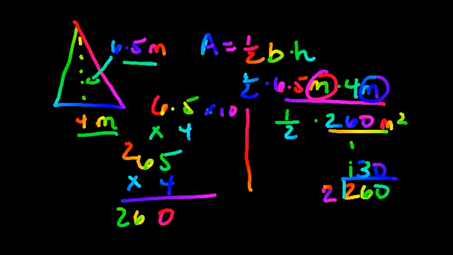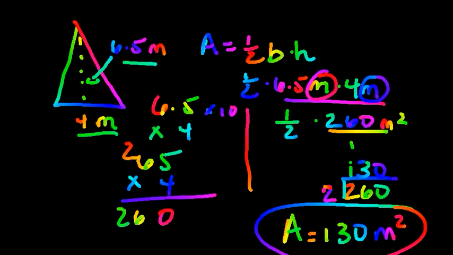So the next part, if you got 130, you're absolutely correct. Now it's 130 square meters, which is your area of the triangle. Good job. All right, good luck with your next problem, guys.